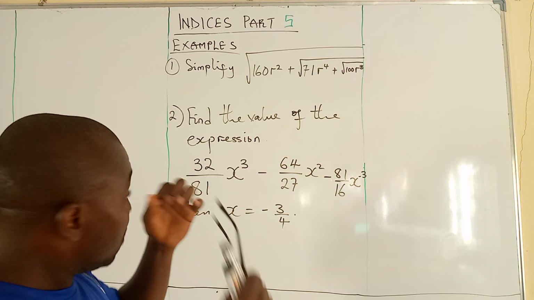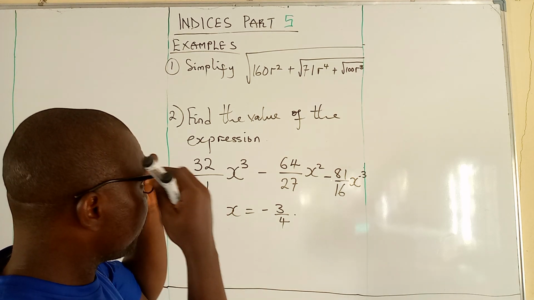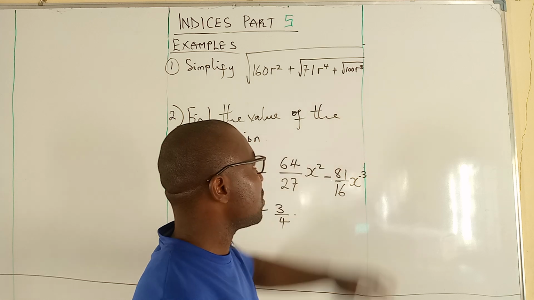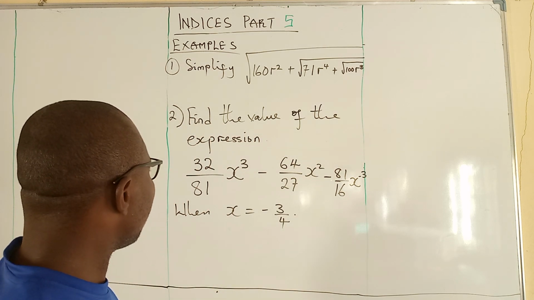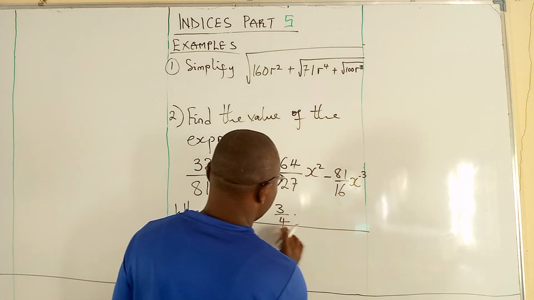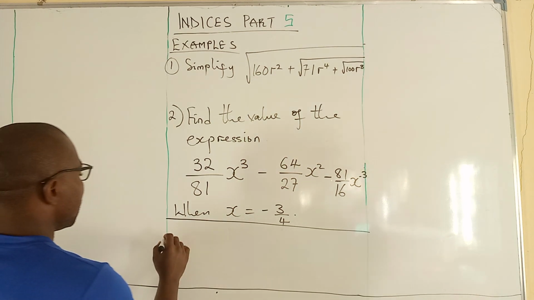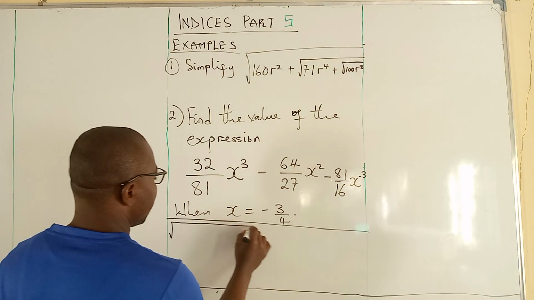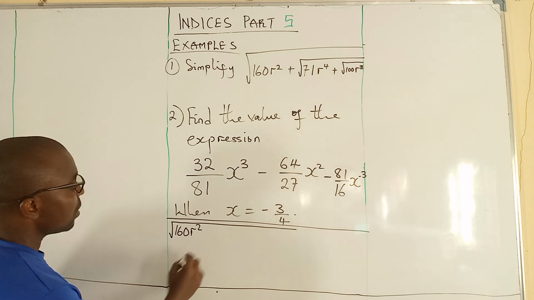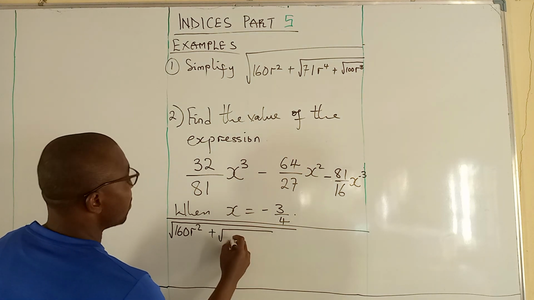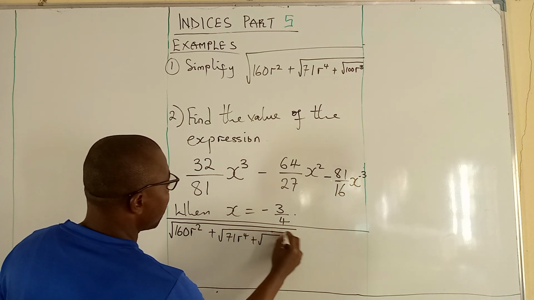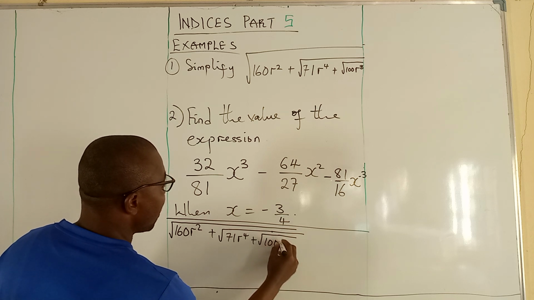All right, so under Indices Part 5, we have two examples. Simplify the square root of this plus the square root of this plus the square root of this. So we start with the first one: the square root of 160r squared plus the square root of 71r to power 4 plus the square root of 100r to power 8.